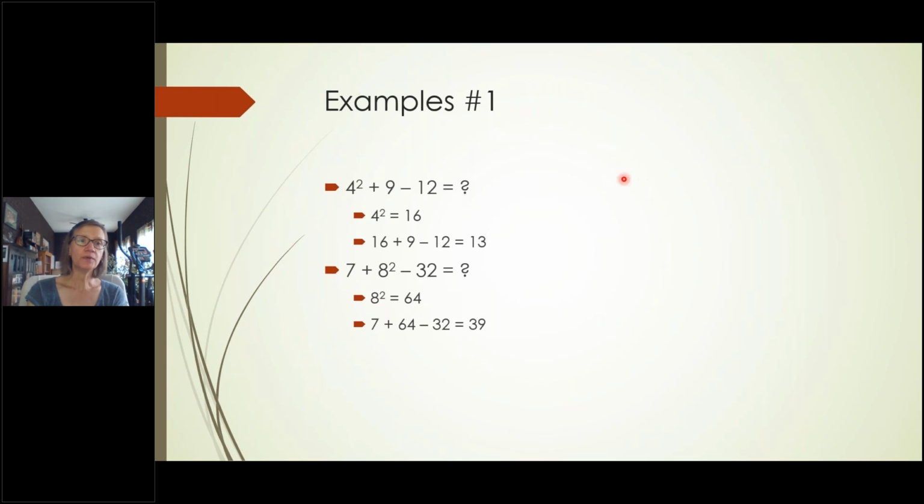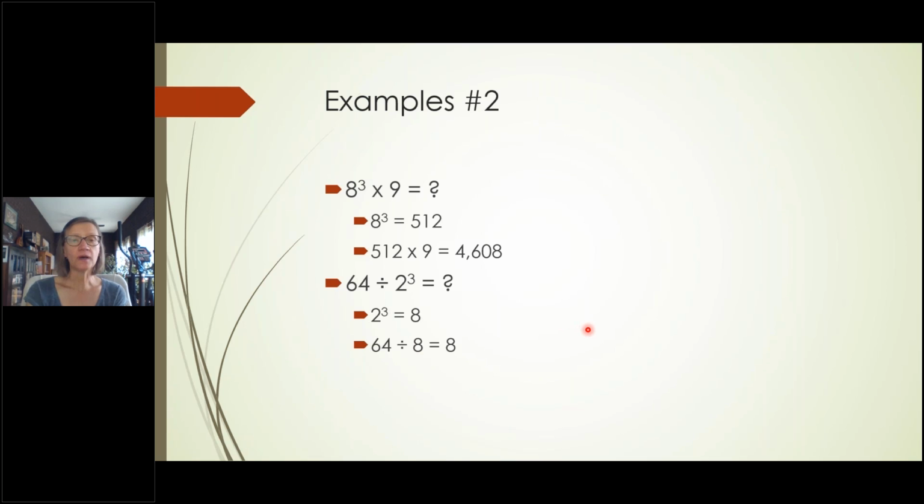A couple other examples. 4 to the second power plus 9 minus 12. First, you figure out 4 to the second power is 16. You substitute it into the problem. You perform the math. The answer is 13. Here again, even though the 8 to the second power is the second number, you still do that power first. You evaluate the power first. So 8 to the second power is 64. Substitute it in. 7 plus 64 minus 32 equals 39.